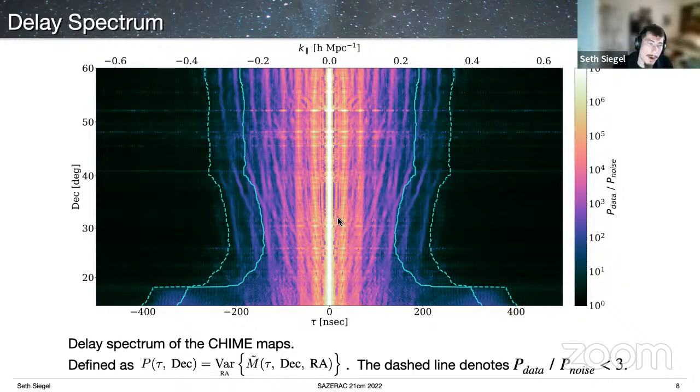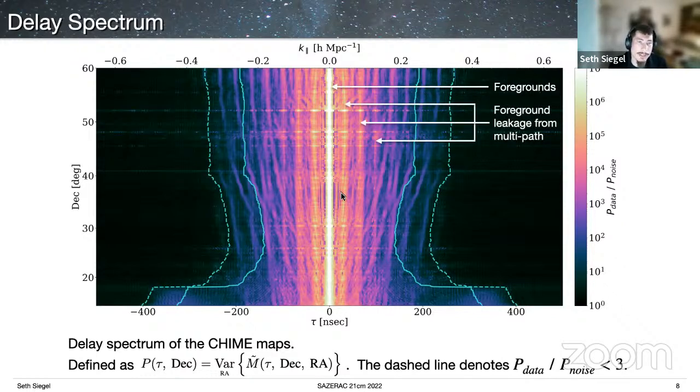So in this range, we observe foreground power in excess of our noise. Ideally, all of the foregrounds would live in this bright band centered on 0 nanoseconds. However, we observe 3 additional vertical lines that are due to multipath interference from multiple reflections off the focal line and cylinder. The U-shaped features at higher delays are due to very bright sources in the far side lobes.